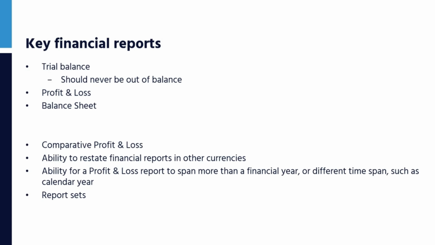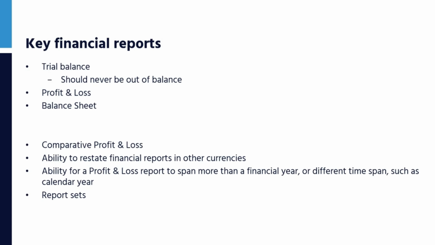And just in a general sense, the key financial reports in the system, and these are pretty much from a general ledger, these are the only reports we run, with one exception which we'll cover in the next slide. So you've got your trial balance, that should never be out of balance. There's controls in place to prevent that from occurring.